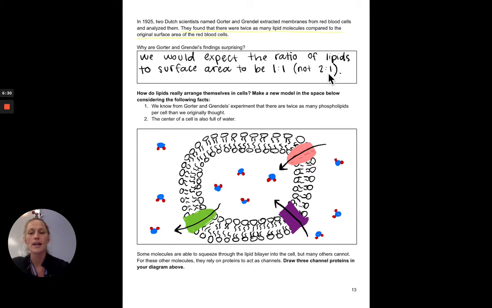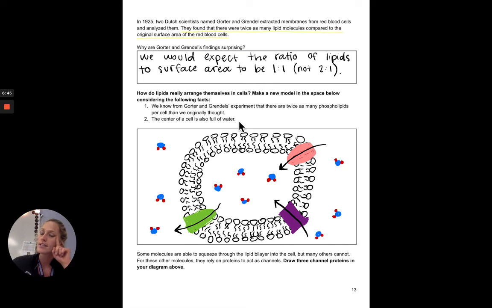So let's go ahead and redo our diagram, right? On page 12, we kind of made that bubble with all the tails facing inward. But how do lipids really arrange themselves in cells? So we have to consider the two facts down here below.